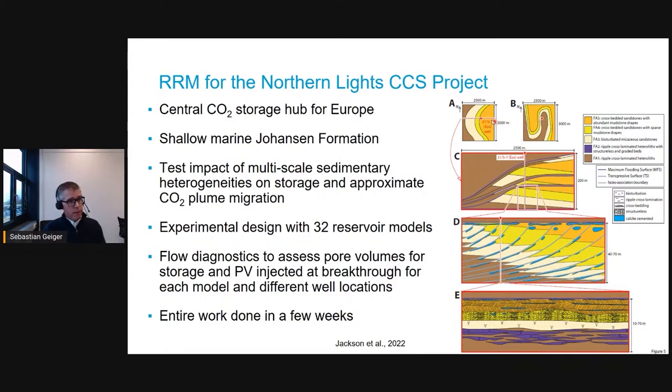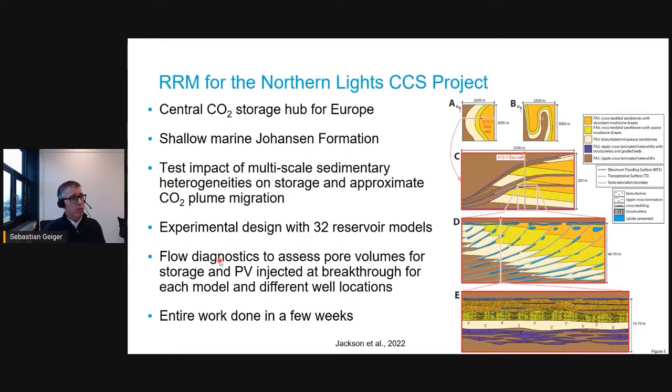So there is a lot of geological heterogeneity at different scales that needs to be explored to understand how much CO2 we can store and how fast the CO2 is moving during the injection phase. So Will created an experimental design with 32 reservoir models, sketched these models really quickly, in the matter of days, in RMS, and then used this flow diagnostics engine to quantify what pore volume is available for storage and how many pore volumes you can inject into the reservoir until you reach breakthrough at a certain distance in the reservoir. He also looked at different well locations.